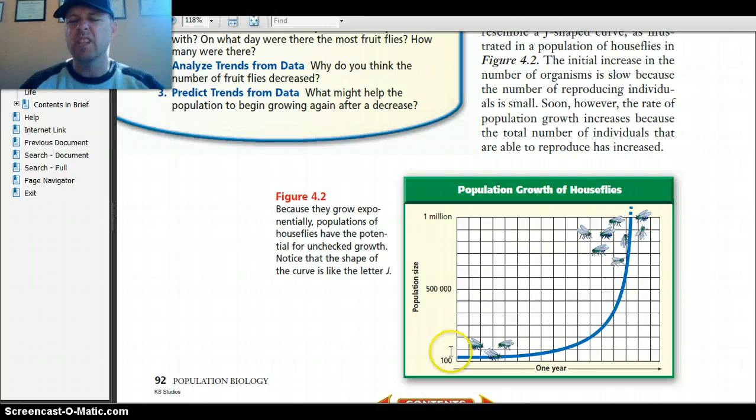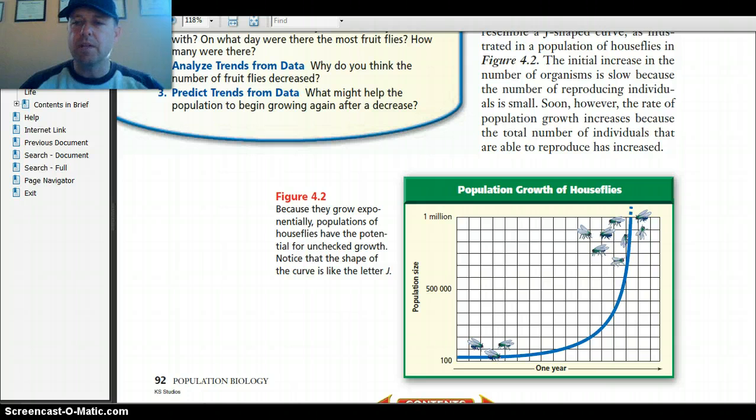Okay, so right here we see a J curve. And a J curve means that you have a population that starts out with a very small number of individuals. And then they slowly start to double themselves and double themselves and double themselves until exponentially the numbers go up. And it looks like the letter J. That's what we call a J curve.